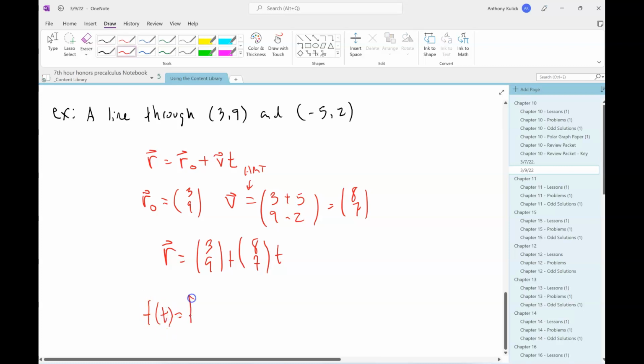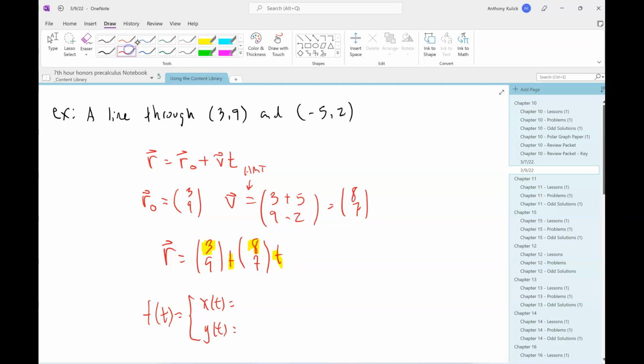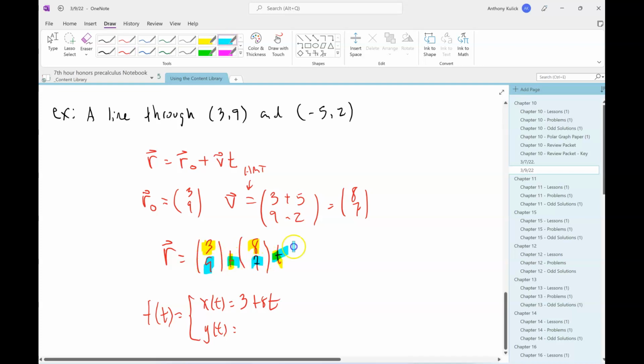And this tells me exactly my parametric function. So remember, this vector equation of the line says to get the x coordinate, I do 3 plus 8t. And to get the y coordinate, I do 9 plus 7t. And since this is a line, the domain would be all real numbers. So we can do all real numbers for t, and we're good to go.